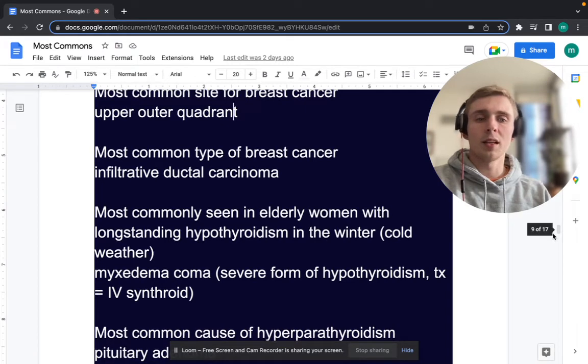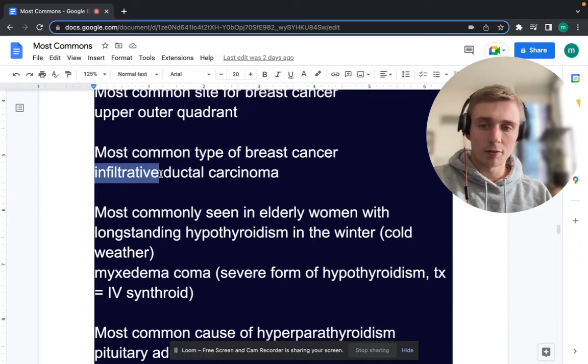How about what is the most common type of breast cancer? So what is the most common type of breast cancer? So the most common type of breast cancer is going to be infiltrative ductal carcinoma. So infiltrative ductal carcinoma is the most common type.